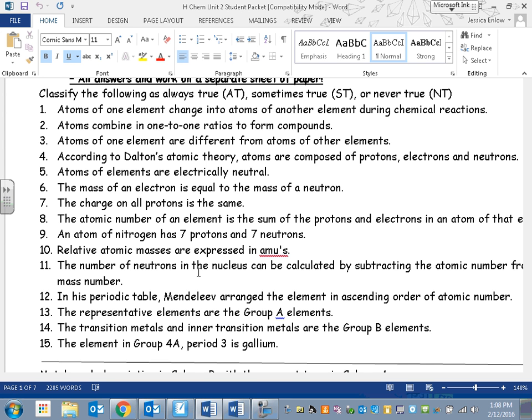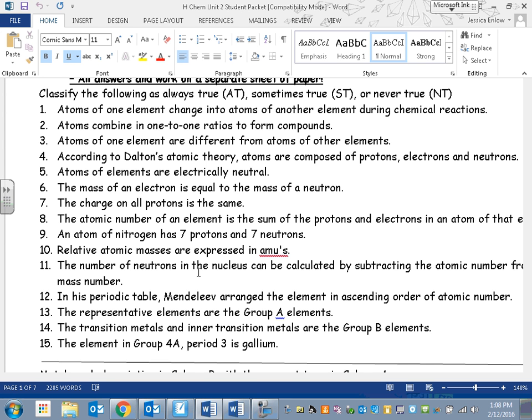Never. The mass of an electron, oh, hold on. Sorry, it says mass of electron. Mass of electron, you guys made a little chart on the reading guide for this. The mass of an electron is really, really low. It's almost negligible, so we usually ignore it. So the mass of an electron is never equal to the mass of a neutron, ever. They're totally different.